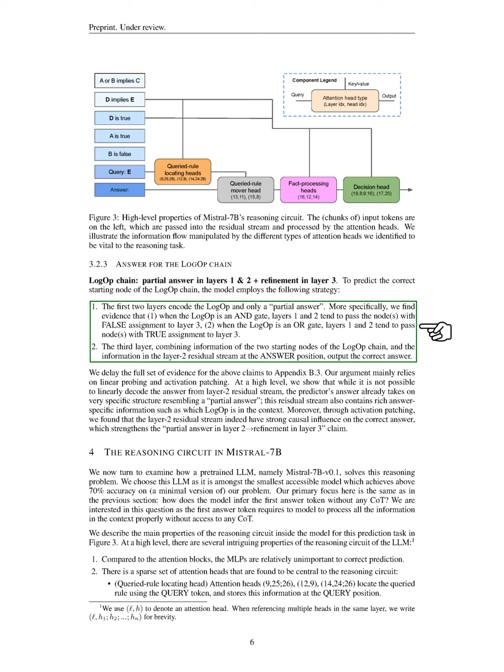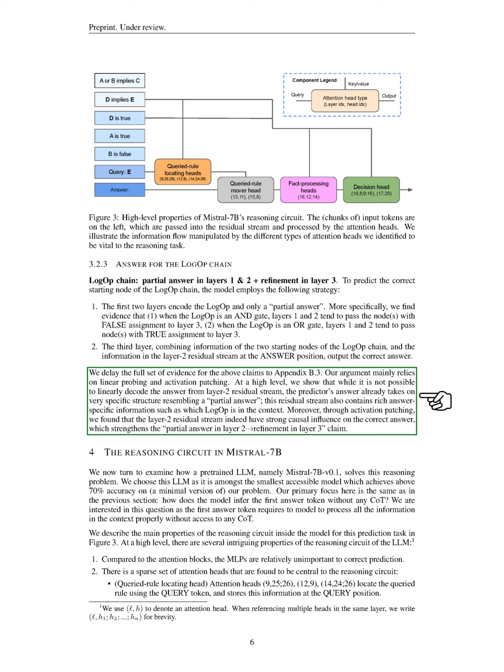We find that when the log-op is an AND gate, layers 1 and 2 typically pass nodes with a false assignment to layer 3. Conversely, for an OR gate, they pass nodes with a true assignment. The third layer then combines information from the two starting nodes of the log-op chain and the layer 2 residual stream at the answer position to produce the correct answer. We will provide further evidence for these claims in the appendix.